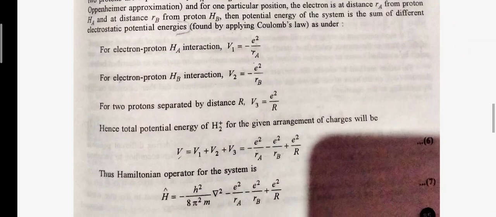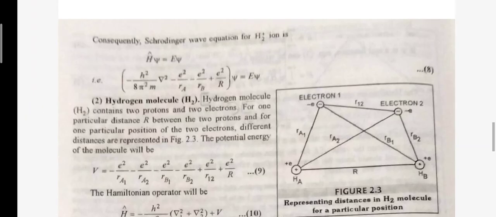Thus, the Hamiltonian operator for the system is H = −h²/8π²m ∇² − e²/Ra − e²/Rb + e²/R. The Schrödinger wave equation for the H2 positive ion is this.